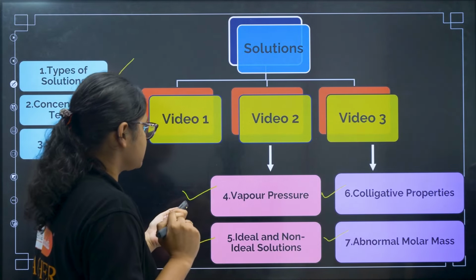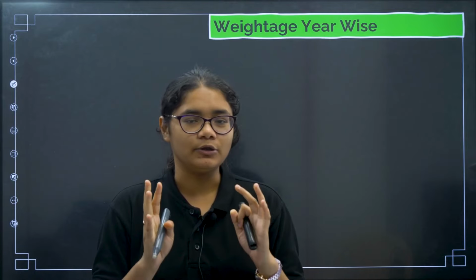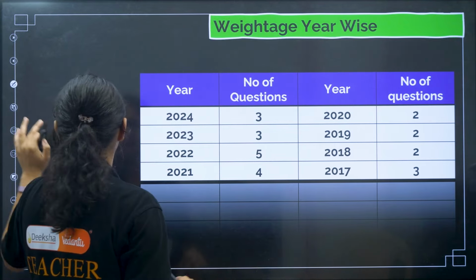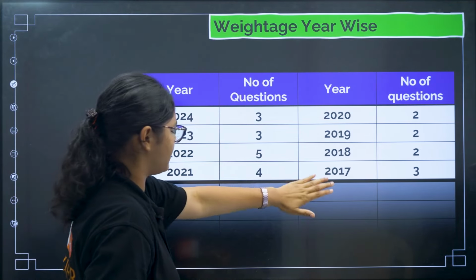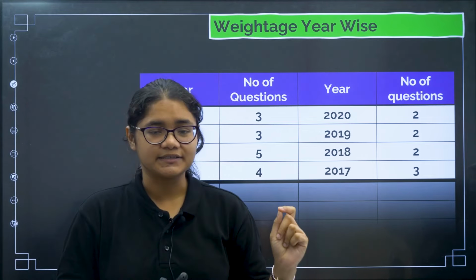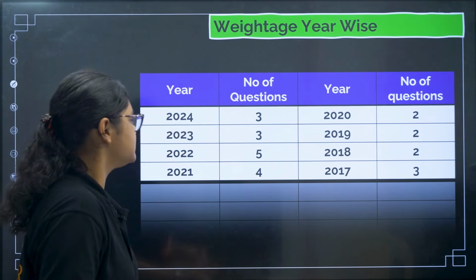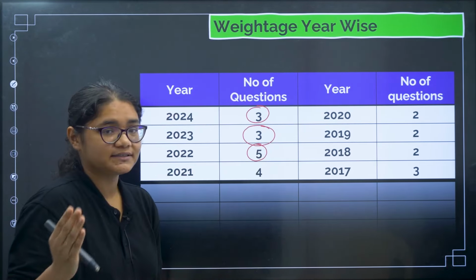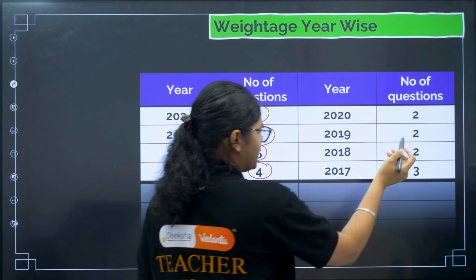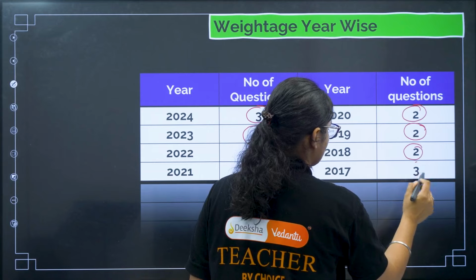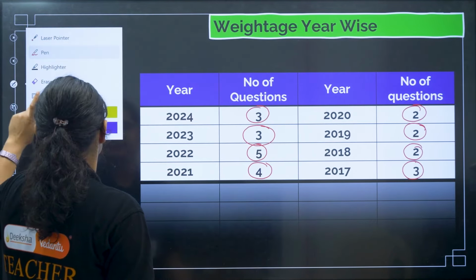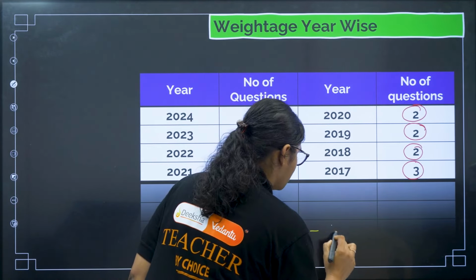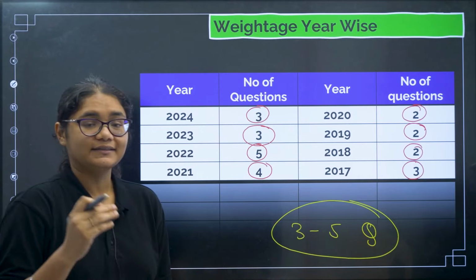Now we will discuss the weightage of this particular topic in your KCET examination. I have made a table where I have analyzed the previous year papers from 2017 to 2024 and checked how many questions have been asked from this chapter. In 2024, 3 questions were asked, in 2023 also 3, in 2022 5 questions, in 2021 4 questions, in 2020 5 questions, in 2019 2, in 2018 2, and in 2017 3. If you see the trend of the last 5 years, you can easily expect 3 to 5 questions from this topic, and that is a huge number.